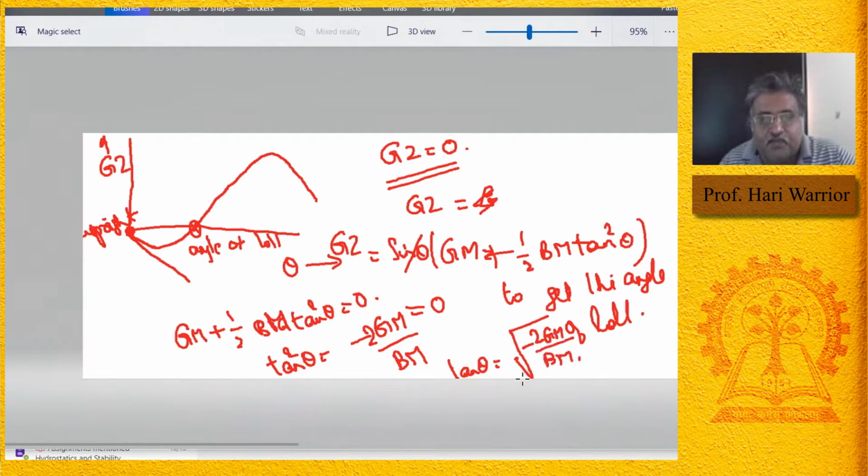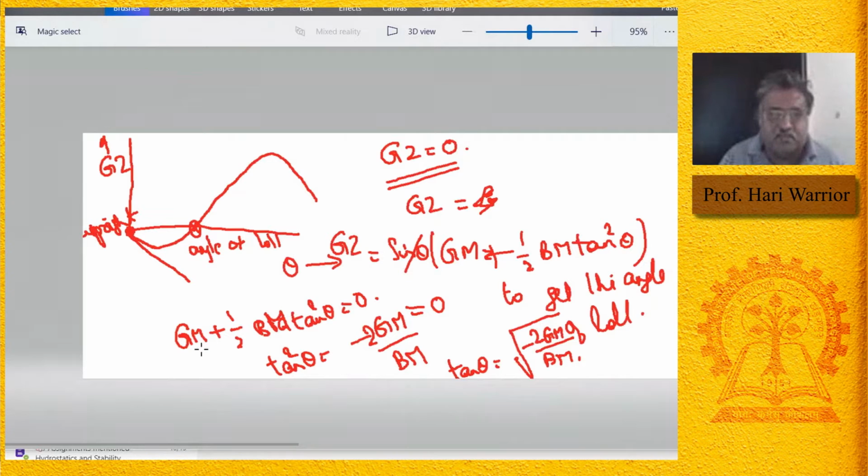Now tell me, why does this tan theta look like an imaginary number? It's strange, there is a negative under the root. So GM is negative. Exactly. GM is negative at this point.